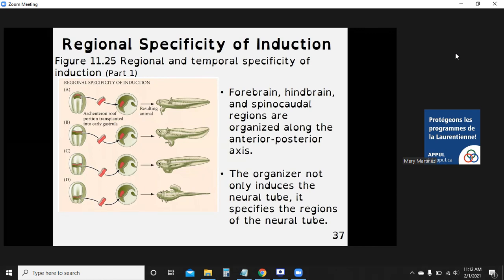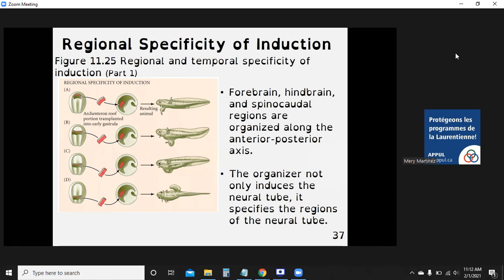So in this figure, we have the regional specificity of induction that was demonstrated in newts by doing a transplantation of different regions of the archenteron roof of late gastrula. So remember that late gastrula cells are already committed. Okay, they have to find their fate. And they pass that into the blastocoele of the early gastrula embryo. And remember that the early gastrula embryos have not defined their fate.